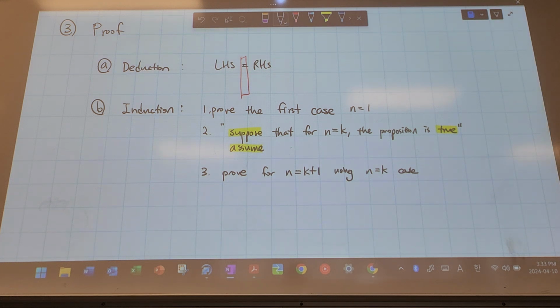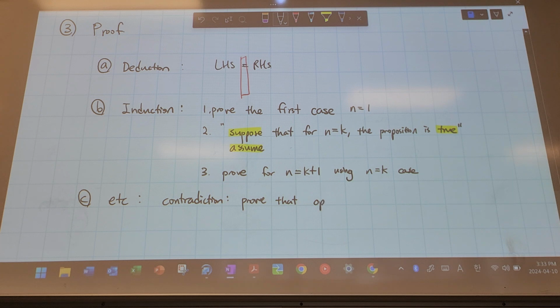And when you're doing part 3, you can do the deduction, or you can do the other methods that we'll talk about. Worth mentioning are methods such as contradiction. One sentence summary: contradiction is proving that the opposite is false. Usually we see the case, prove that square root of 2 is irrational. Then we attempt to prove that the opposite is rational, and then we say that it's false. So contradiction is proving that the opposite is false.